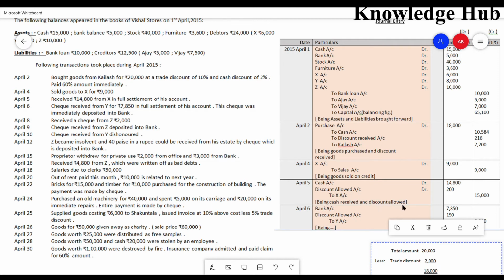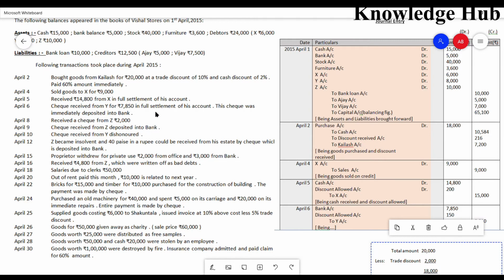Let us now move into the next transaction. The next transaction on April 6th reads: check received from Y for 7,850 in full settlement of his account. This check was immediately deposited into the bank. So this time it's clearly mentioned that I have received a check from Y for an amount of rupees 7,850. Being a check, it will increase my bank balance. So what comes in must be debited, being a real account. So I have debited my bank account with an amount of rupees 7,850.